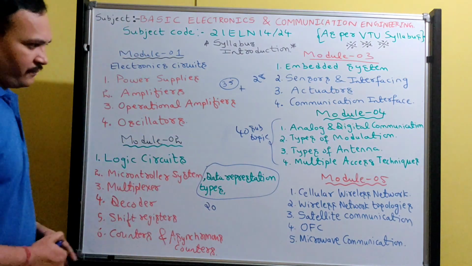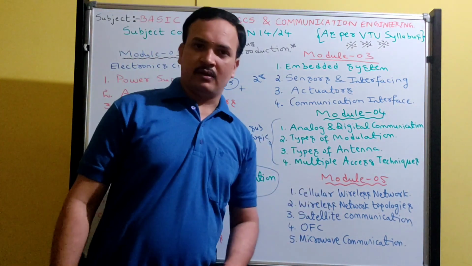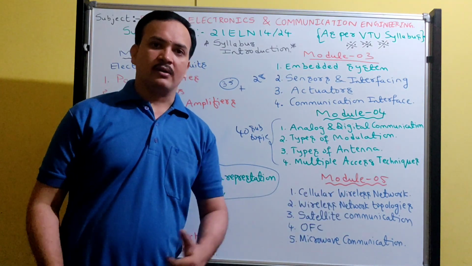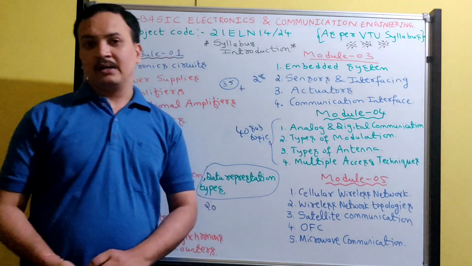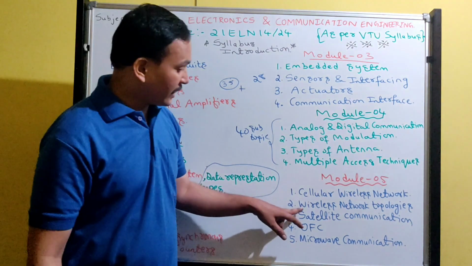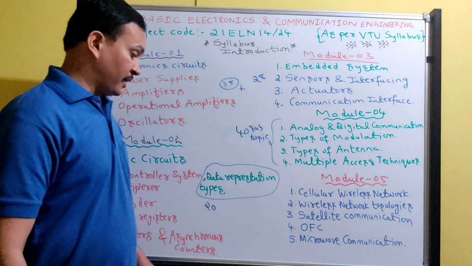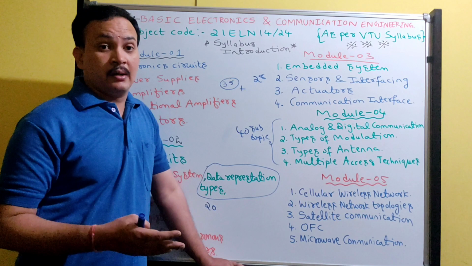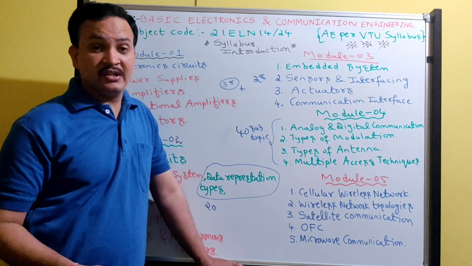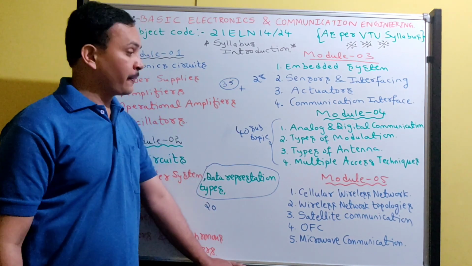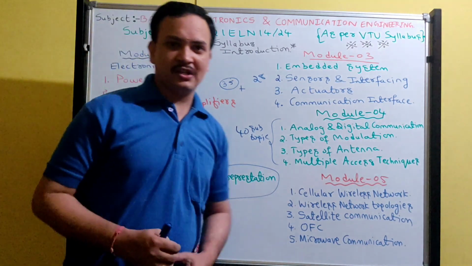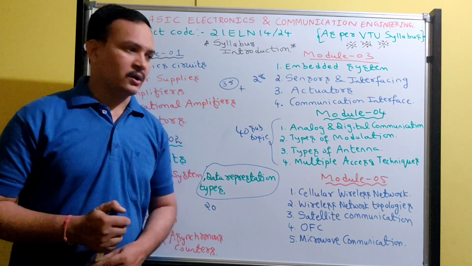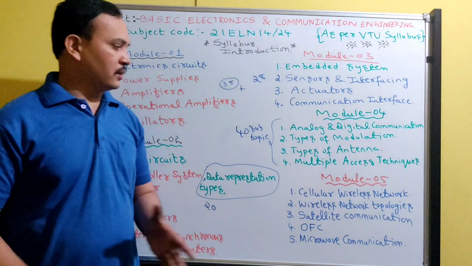Next, move on to module 5. Module 5 again deals with communication only. We are going to learn cellular wireless networks, the cellular telephone mechanism and how it operates, and wireless network topologies like the 1G, 2G, 3G and 4G networks. Recently our Prime Minister Modi sir inaugurated the 5G network at the Indian Institute of Science, but in your syllabus only up to 4G is there. We are going to learn all those wireless network topologies. Bluetooth architecture we are also going to learn in detail.